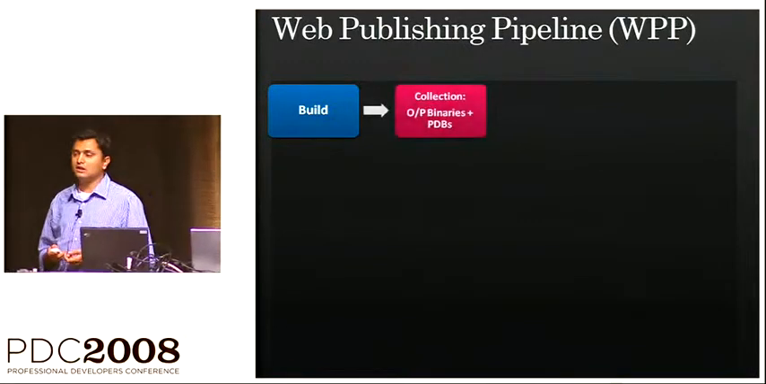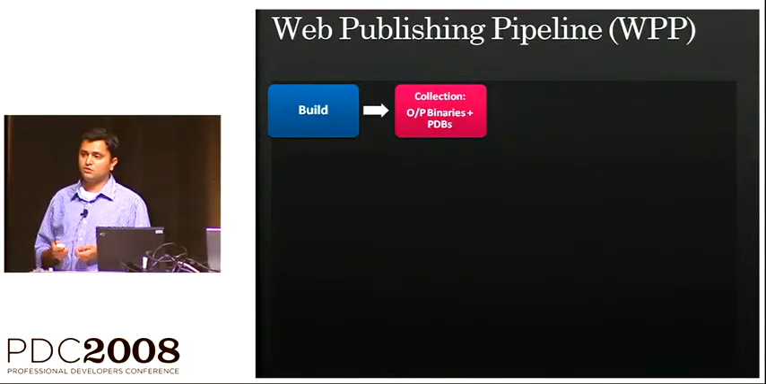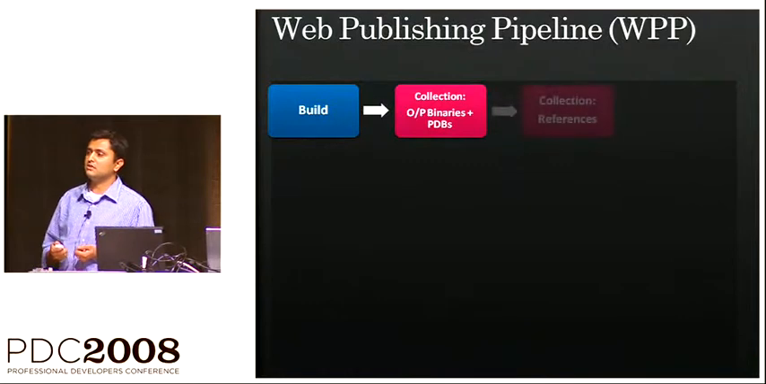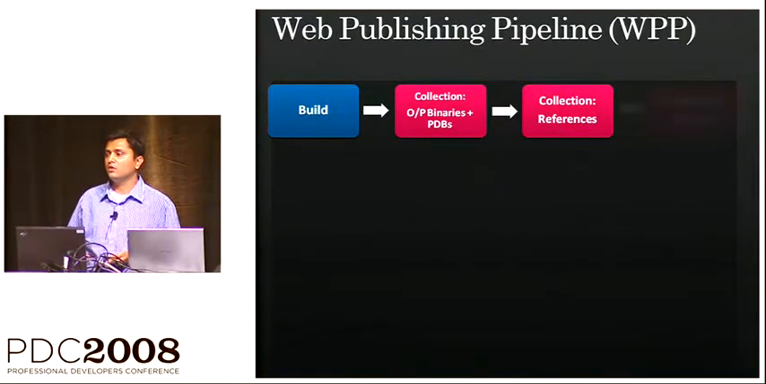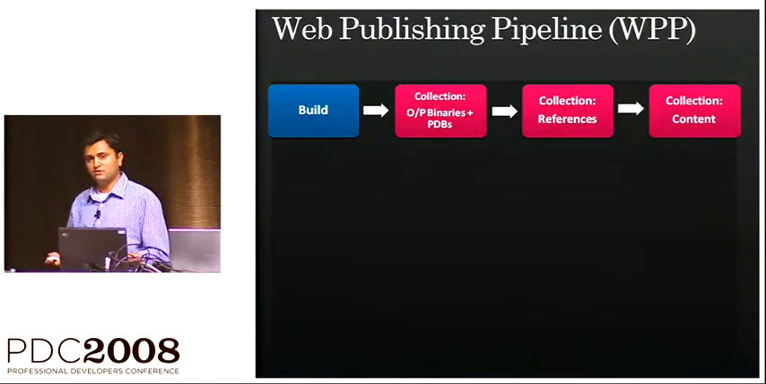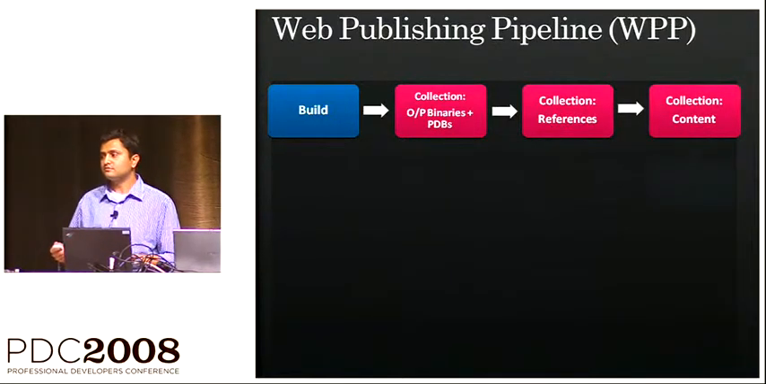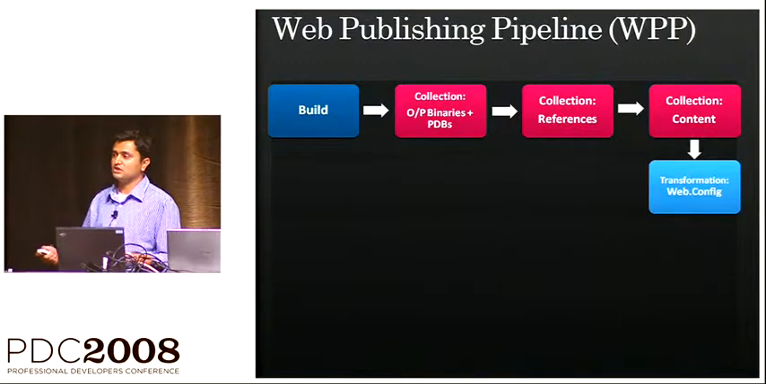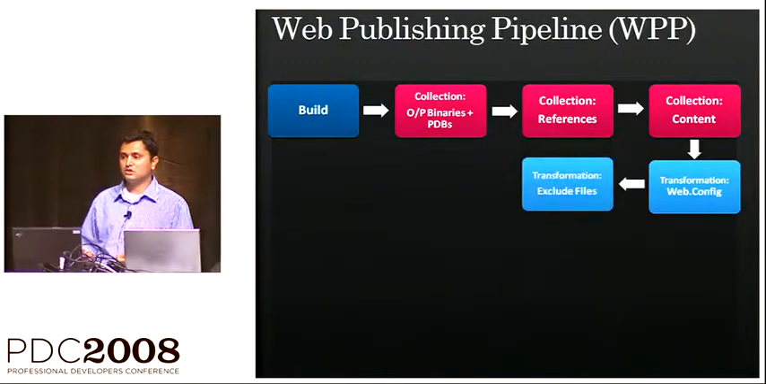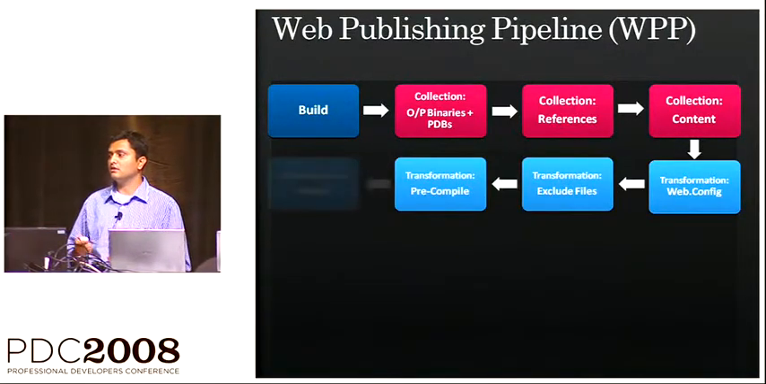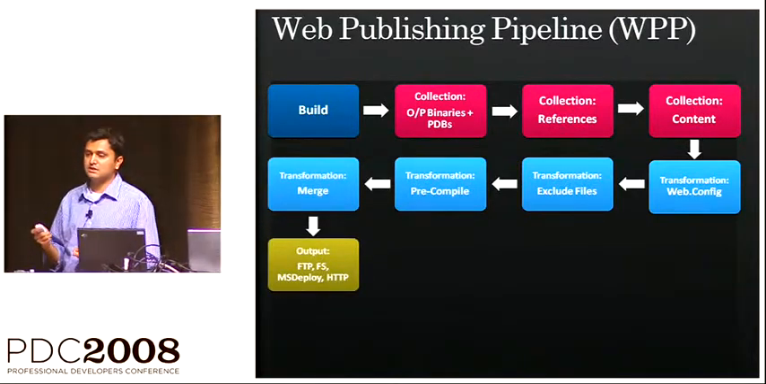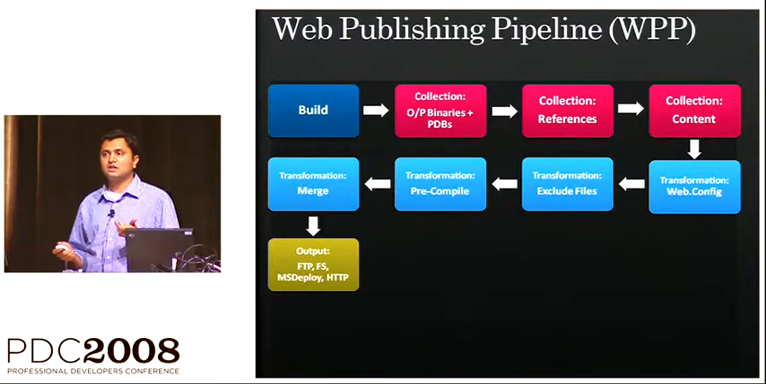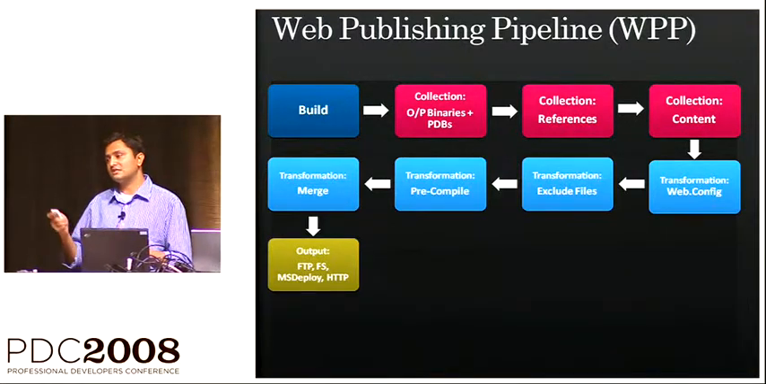The next thing is collecting output binaries and PDBs. So we collect all your output binaries and PDBs. We collect references of your project, right? We collect all of your content, which is marked as content. And then we do transformation of web config. We exclude files, do precompile, do merge, and then output to either FTP, file system, MS Deploy, or HTTP.